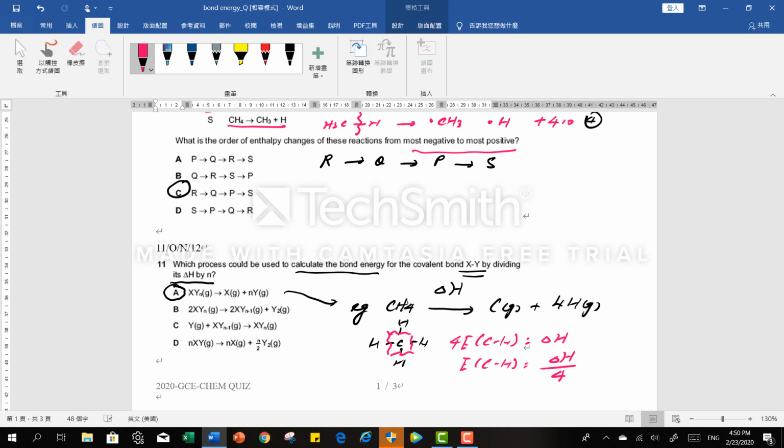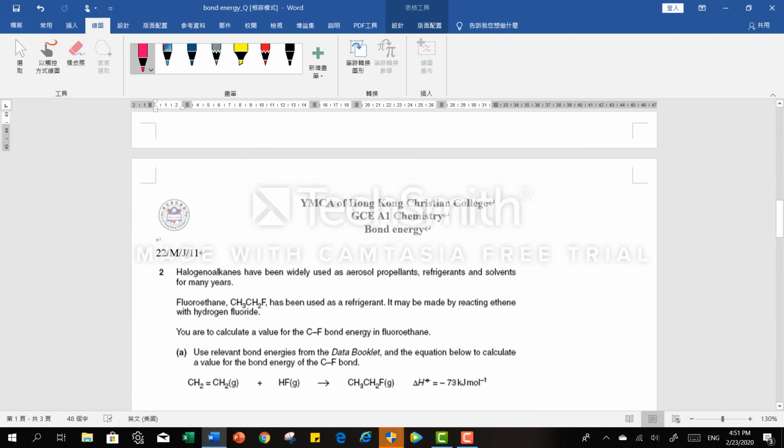So when you try to put this example into A, it's exactly the same. It's just that X is the carbon and Y is the H and n is 4. So basically, the C-Y bond will be equal to the delta H over n. Do you understand? Okay? Good, let's go to this one.